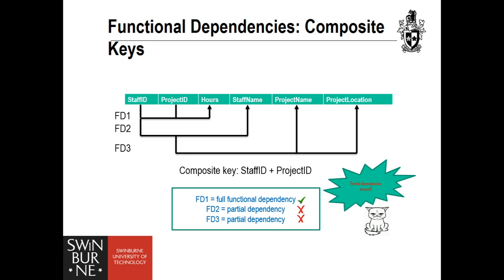Because when a staff member starts working on a different project, we record the hours with the same staff ID and staff name, but different project ID and project name. This means staff name is duplicated and we run into potential consistency problems again. Similarly, if several people work on the same project, we have duplication on project name and the location.